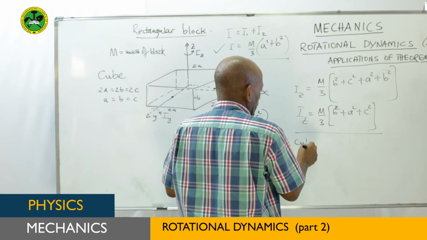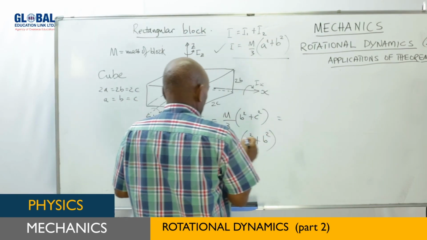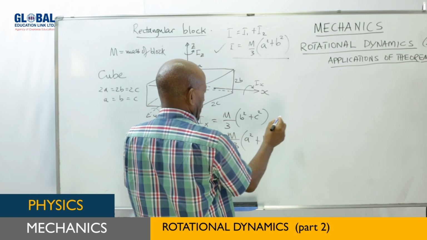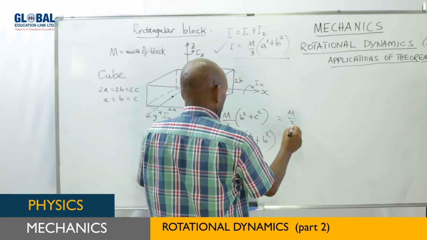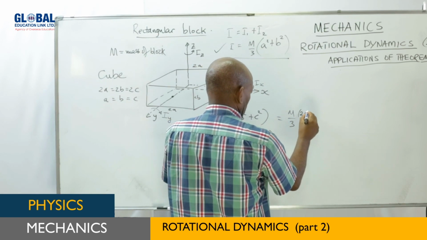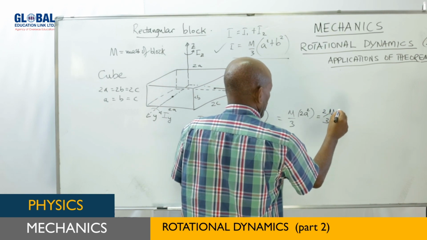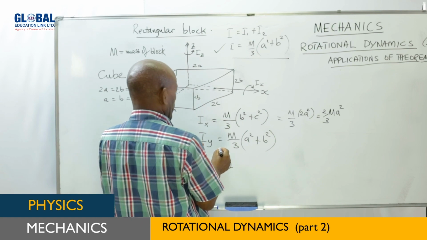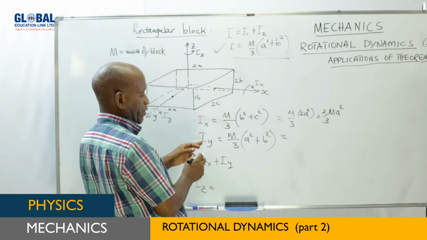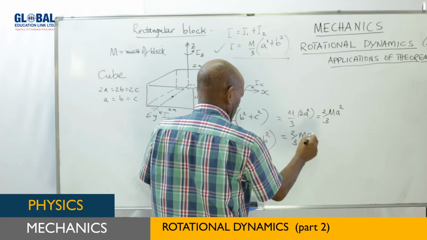Then if I'm talking about a cube rotated about that particular axis, it means that the moment of inertia through the x-axis, taking b equal to c equal to a, is equal to m over 3 times a squared plus a squared. This is equal to 2a squared, or simply 2 over 3 m a squared. The same applies for the moment of inertia of the body whenever it's rotated about the y-axis, which is also 2 over 3 m a squared.